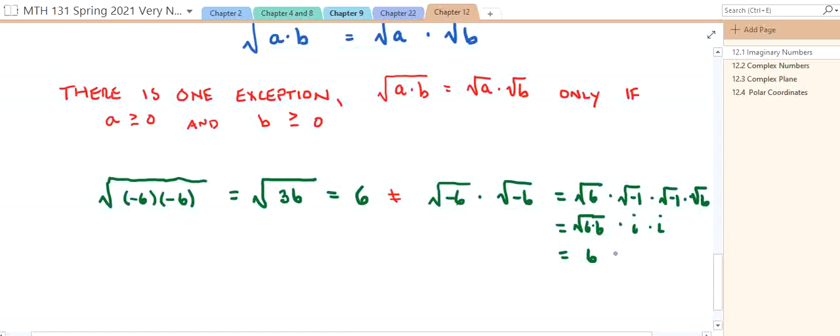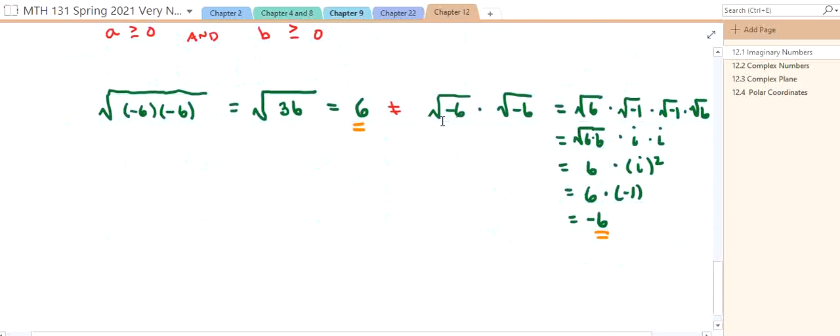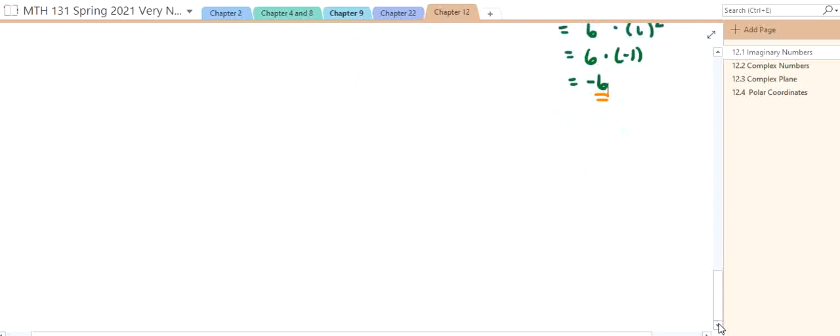And i times i is i squared, and we know that i times i is minus 1. So this equals 6 times minus 1, or minus 6. So we see that this does not equal this. This is an exception to the rule when we're dealing with negatives under the radical, and it only occurs when both of these values are negative. So I've got to keep that in mind.